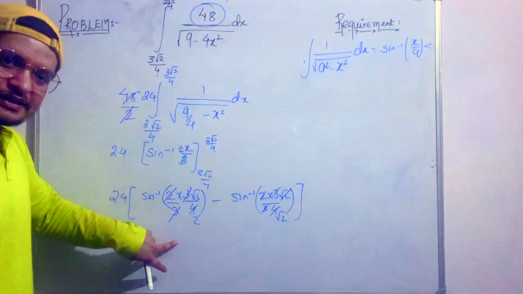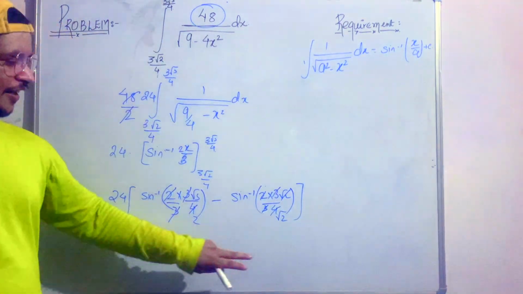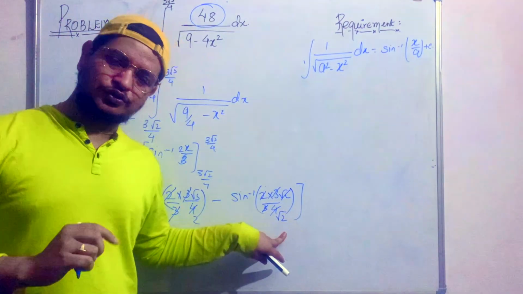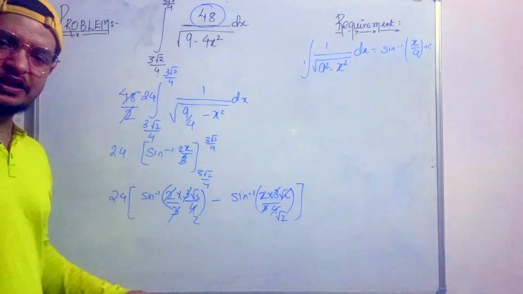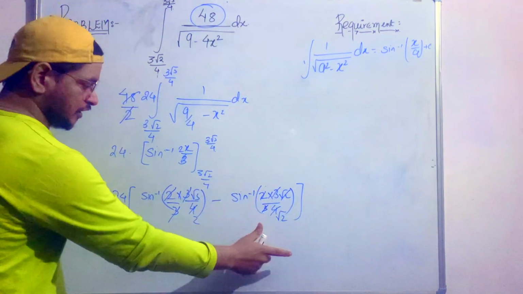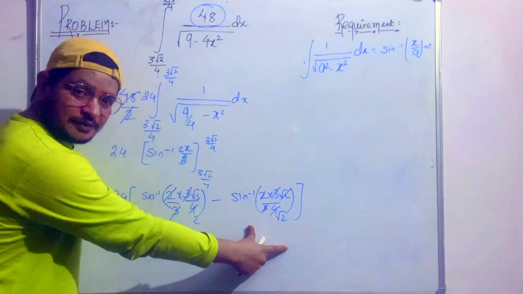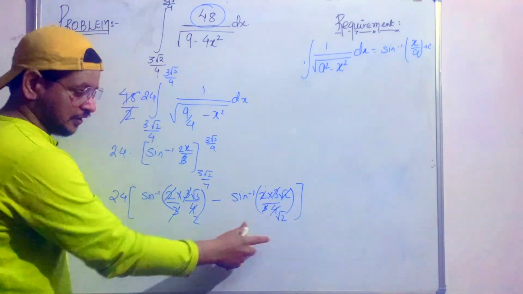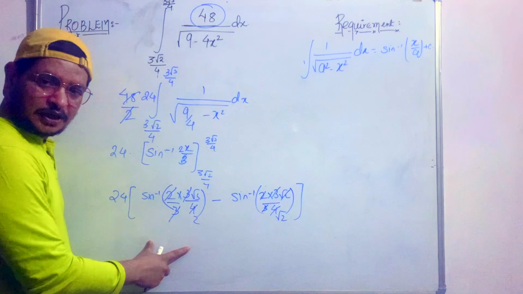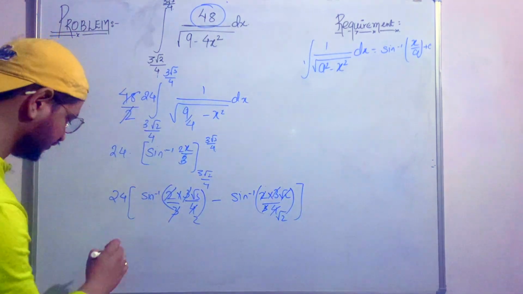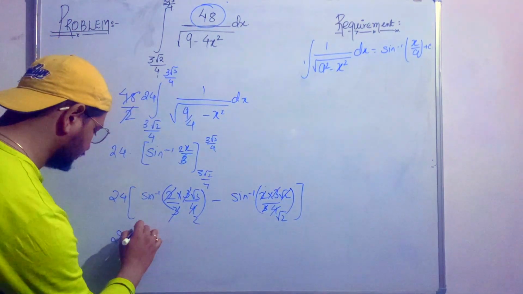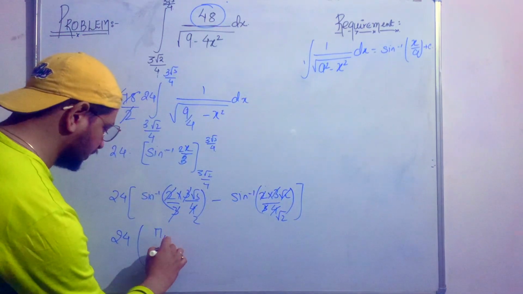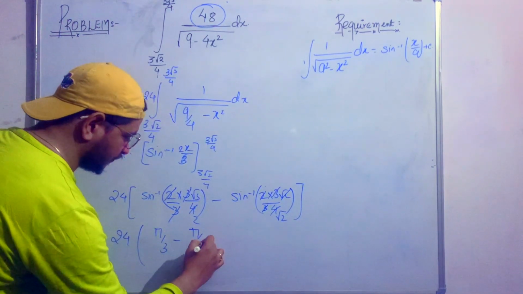So here you are getting sine inverse of root 3 by 2 and here you are getting sine inverse of 1 by root 2. We already know the principal values: sine inverse of 1 by root 2 can be written as pi by 4 and sine inverse of root 3 by 2 can be written as pi by 3. So you will write the value as 24 multiplied with pi by 3 minus pi by 4.